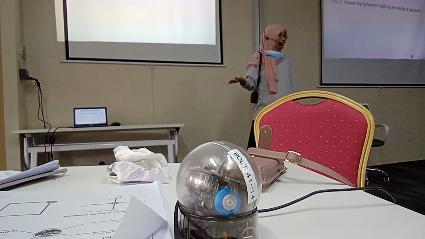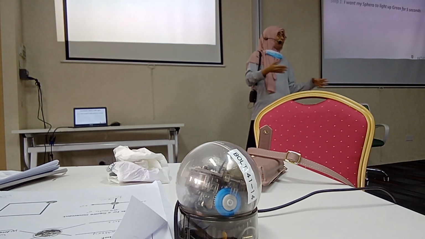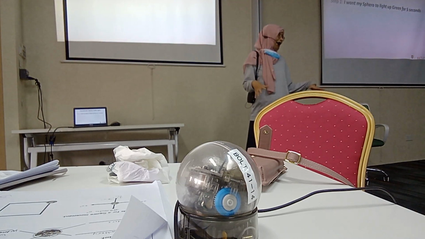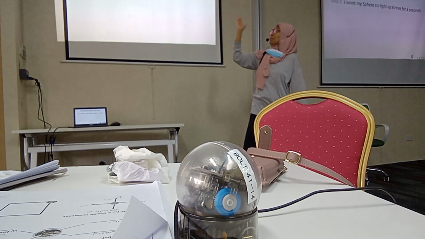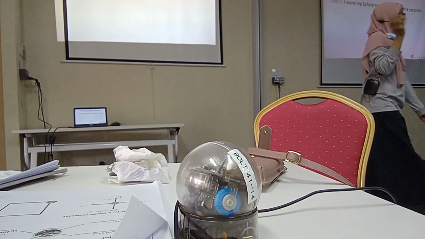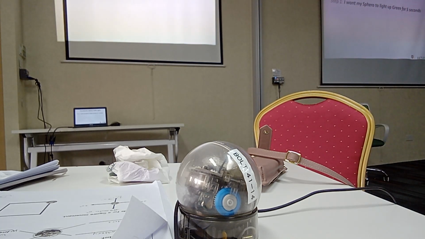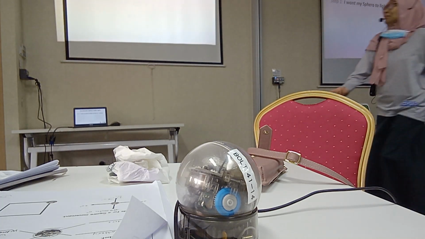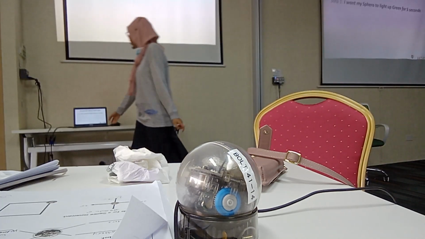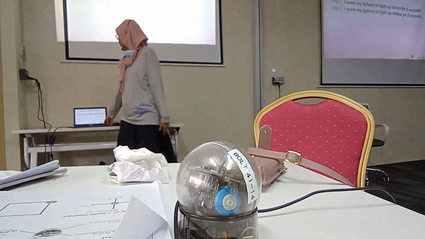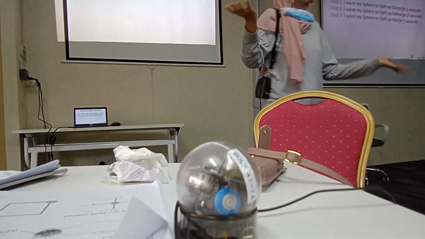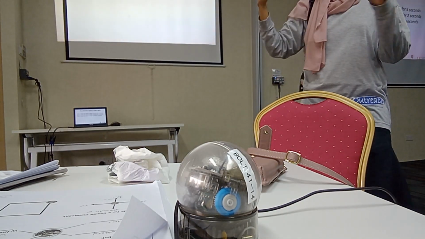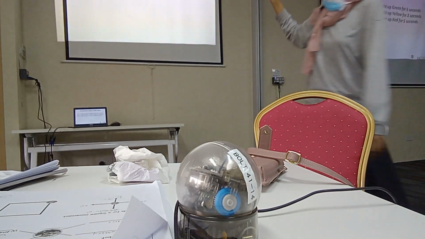The pseudocode. Remember when you went for recess time, you also had to do the planning for the pseudocode. Just like the first step, it says I want my Sphero to light up green for 5 seconds. So the second step, you say yellow. I want my Sphero to light up yellow. For how many seconds? Maybe 2. Okay, very good. I want my Sphero to light up for 2 seconds. The third step is the same, I'm not going to repeat, because I hate repeating. The third step: I want my Sphero to light up red for 5 seconds.